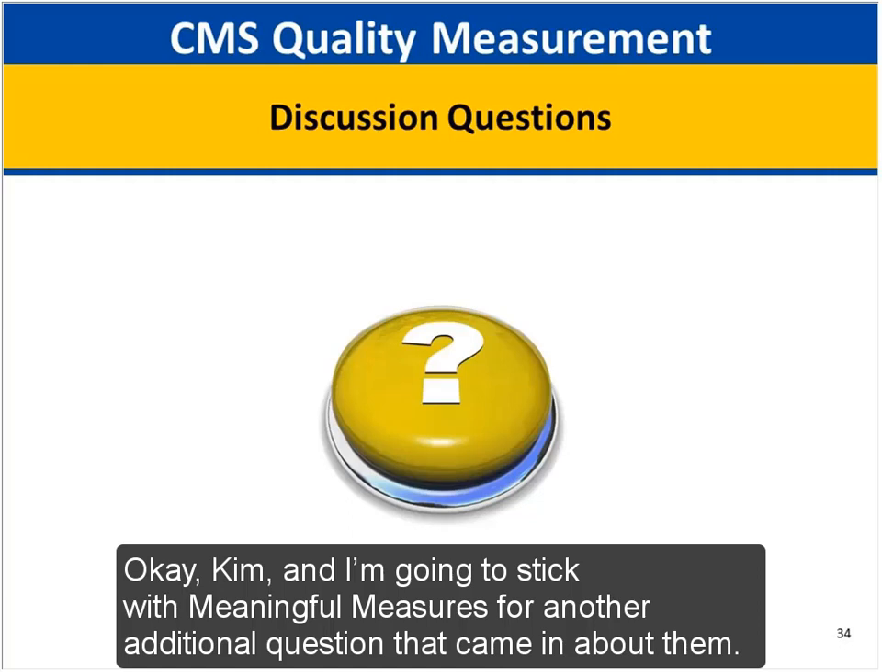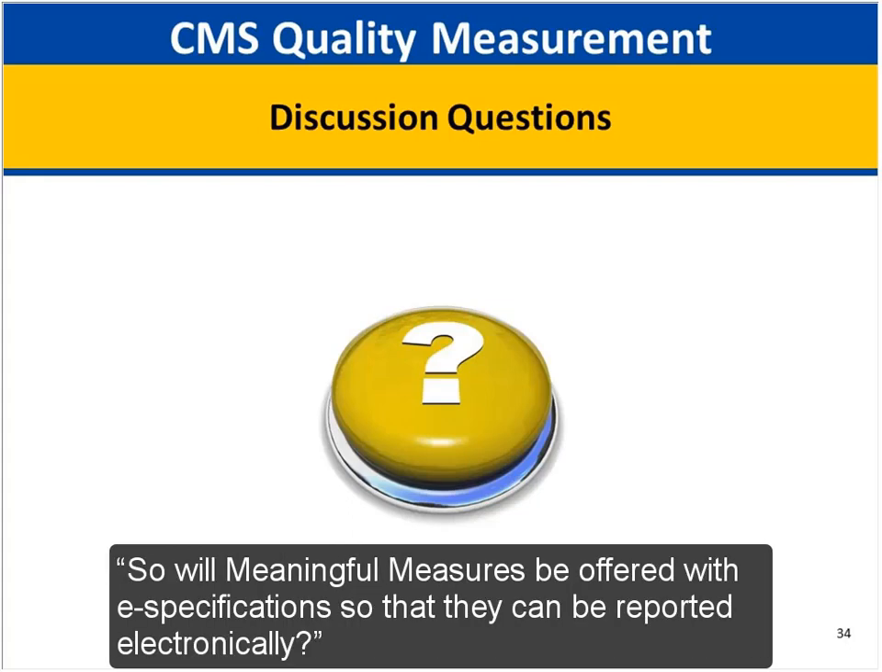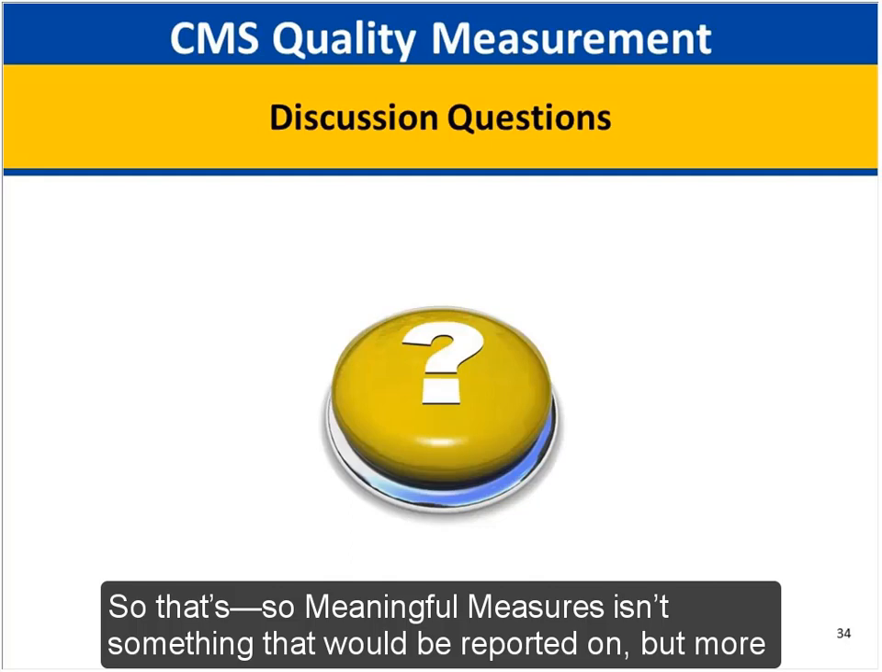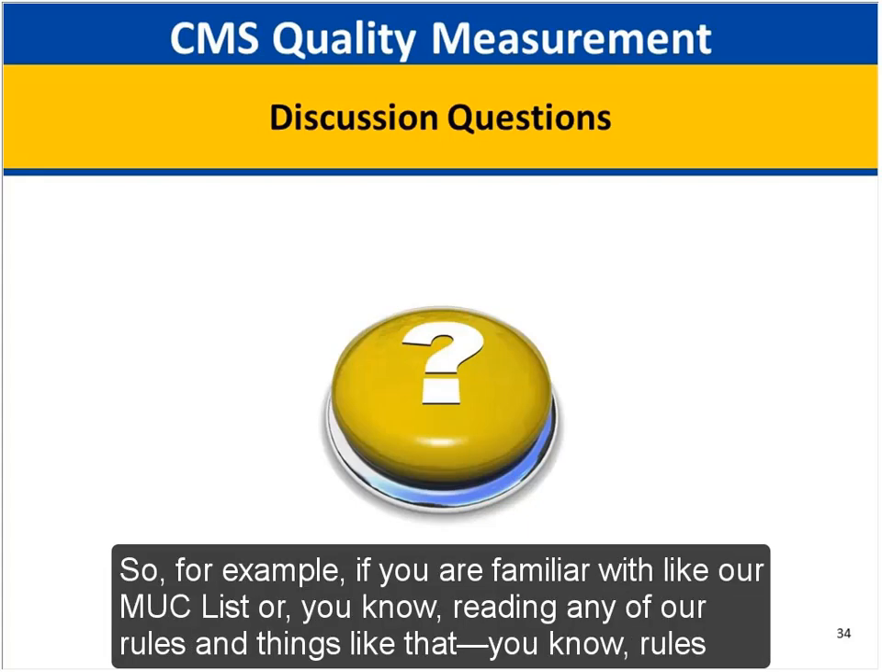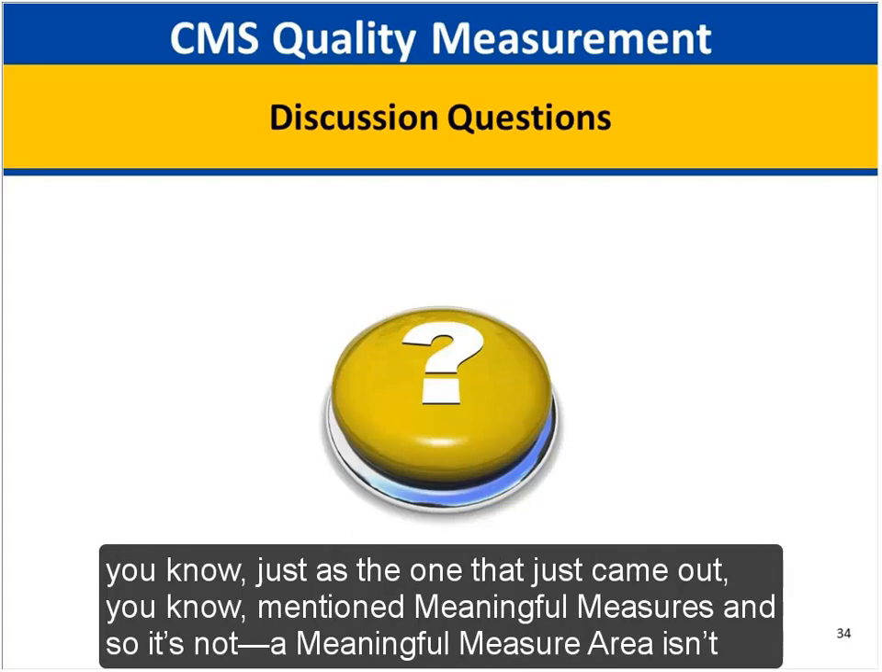Okay, Kim, and I'm going to stick with meaningful measures for another additional question that came in about them. So will meaningful measures be offered with e-specifications so that they can be reported electronically? So meaningful measures isn't something that would be reported on, but more something that CMS would identify with that measure. So, for example, if you are familiar with our MUC list, or reading any of our rules, such as the one that just came out, it mentions meaningful measures.